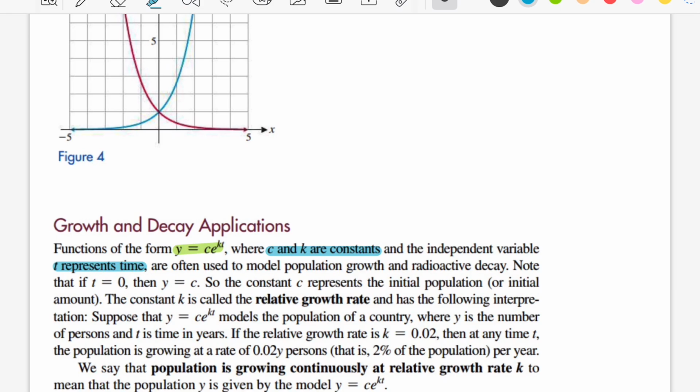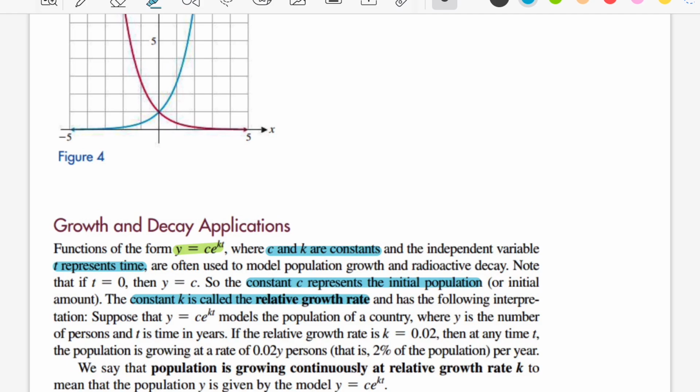And something to note here is that if t is equal to 0, then y is equal to c, right? Because e to the power 0 will just be 1. So our constant c here represents the initial population, so the initial amount that we're looking at. And our constant k here is called the relative growth rate and has a few properties.